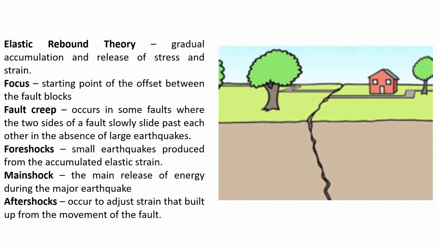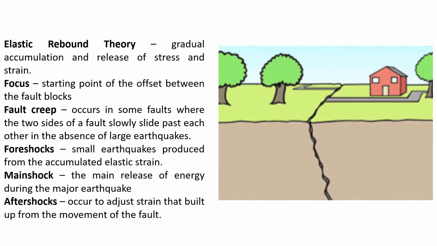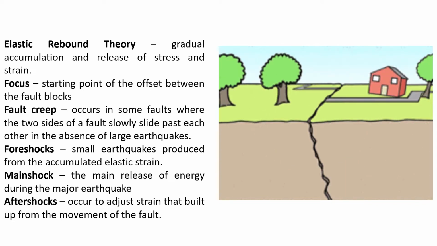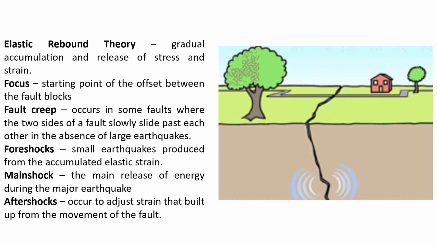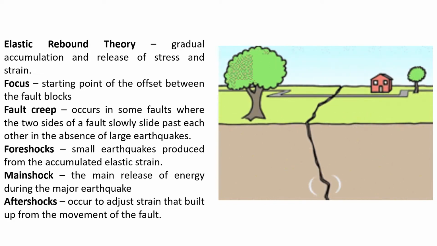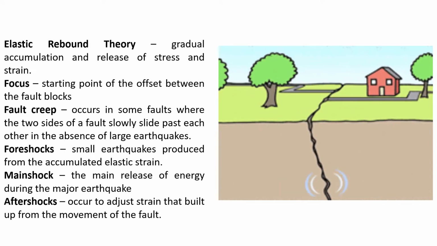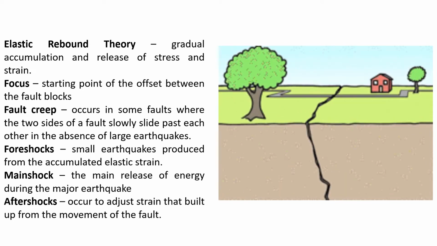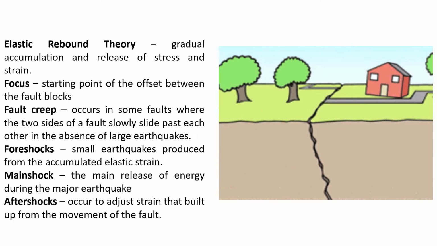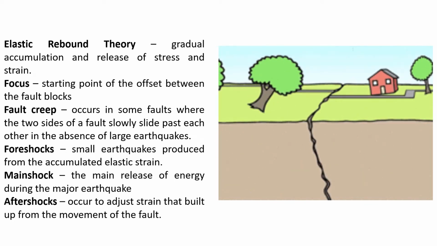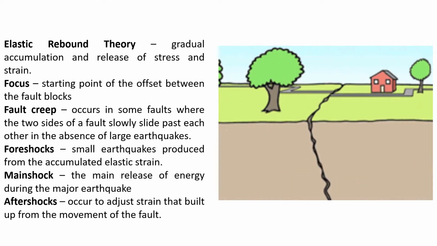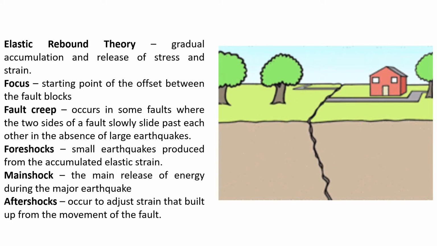So the release of seismic energy is actually explained by the elastic rebound theory. The elastic rebound theory is the gradual accumulation and release of stress and strain. So when rock is strained to the point that it undergoes brittle deformation, built up elastic energy is released during displacement, which in turn radiates away as seismic waves.